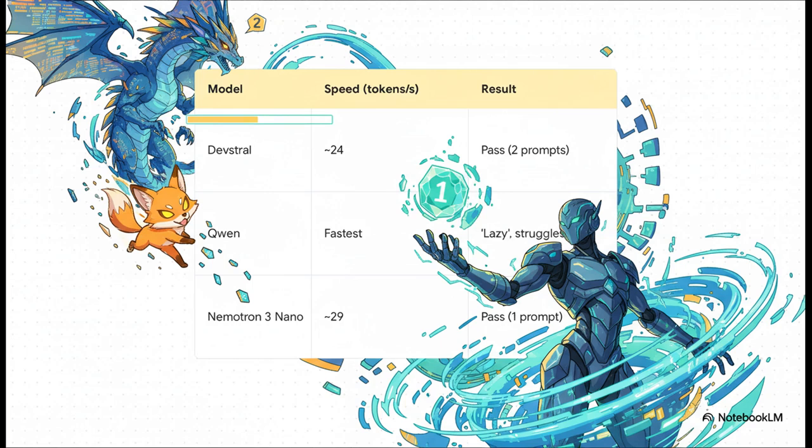Okay, let's get to the scorecard. The results are fascinating. The user tested a bunch of popular models, and they measured the speed in tokens per second, which is basically how fast the AI can talk or type.